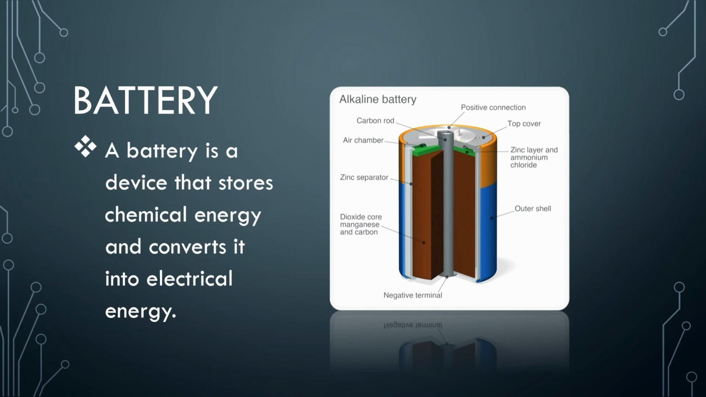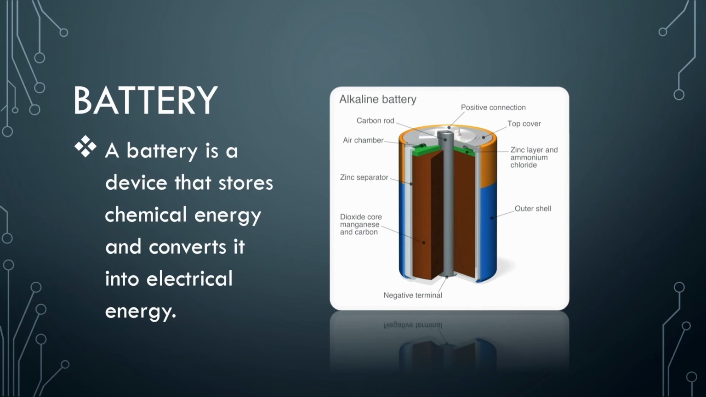Energy conversion. When the battery is connected to a circuit, a chemical reaction occurs producing electrons that flow from the anode to the cathode, generating electrical current. Different types of battery. Primary batteries are non-rechargeable batteries designed for single use. Secondary batteries are rechargeable batteries that can be used multiple times.